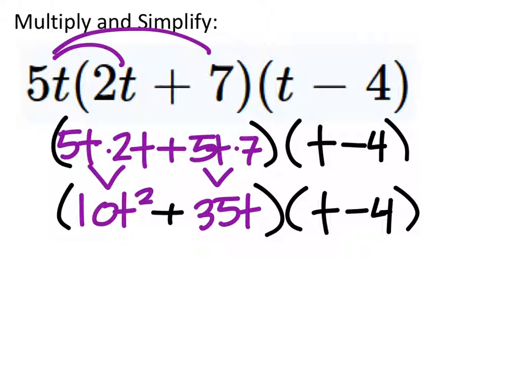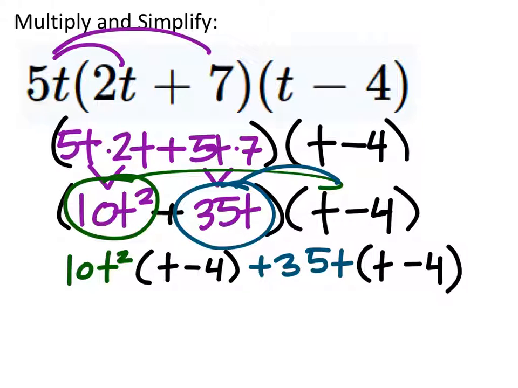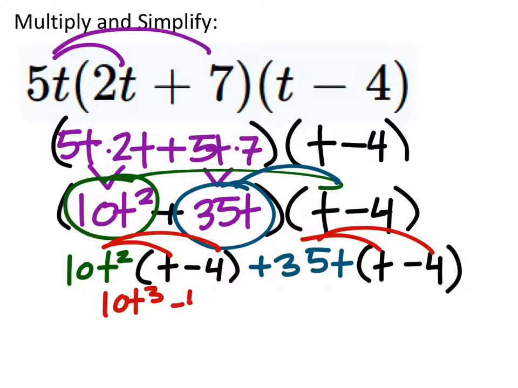Now we'll multiply this by t minus 4, not that it would matter. So what I mean by that is, if you took the 2t plus 7 and multiplied it by t minus 4 first, it would be okay. Again, it's just a matter of preference. So now I'm going to take the 10t squared and multiply it by the set of parentheses. And then I'm going to take the 35t and multiply it by the parentheses as well. Alright, now we are ready to distribute these into the parentheses. So 10t squared times t would just be 10t cubed. And then 10t squared times negative 4 would be negative 40t squared.